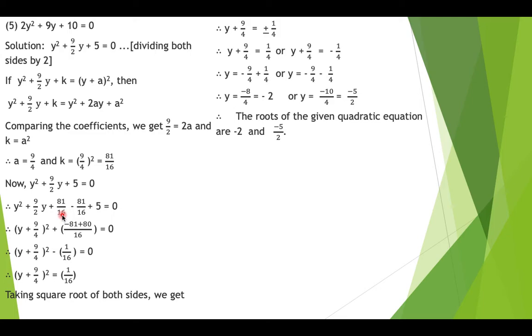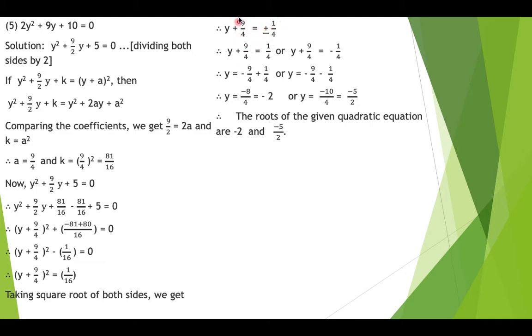Like in the first problem, we can just expand this and verify whether this y square plus 9 by 2 y plus 81 by 16 comes to (y plus 9 by 4) the whole square. So we are going to get (y plus 9 by 4) the whole square minus 1 by 16, after solving this, is equal to 0, and (y plus 9 by 4) the whole square is equal to 1 by 16. Therefore, taking square roots on both the sides, we get y plus 9 by 4 is equal to plus or minus 1 by 4.